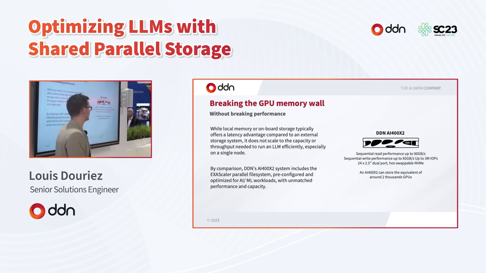We actually have a system that can break the GPU memory wall without breaking performance, and that's our DDN AI400X2. It's an all-flash appliance with a sequential read performance up to 90 gigabytes per second, a sequential write performance up to 65 gigabytes per second, and up to 3 million IOPS, with 24 NVMe drives. For each AI400X2, you can store the memory of thousands of GPUs. Of course, you still need the GPUs for the computation, but it shows how many GPUs you might save, depending on how much computation you need.